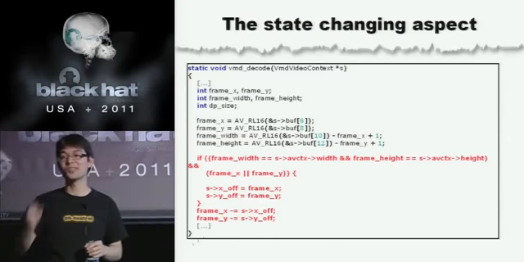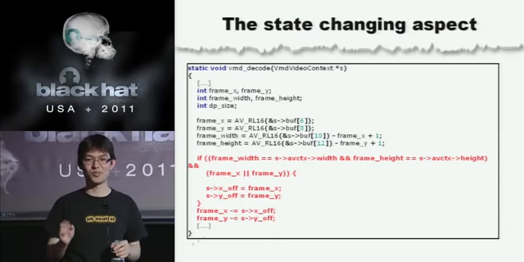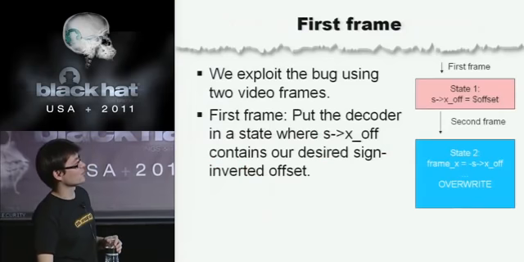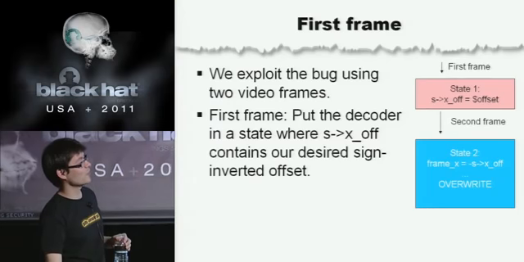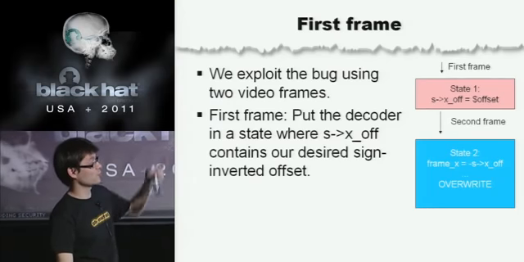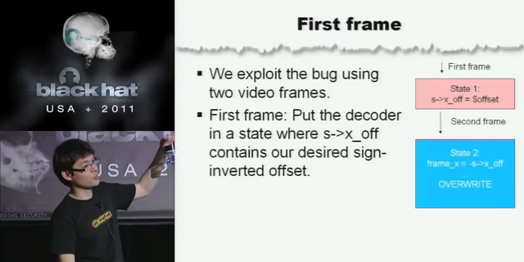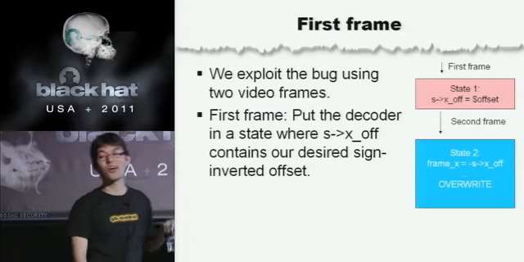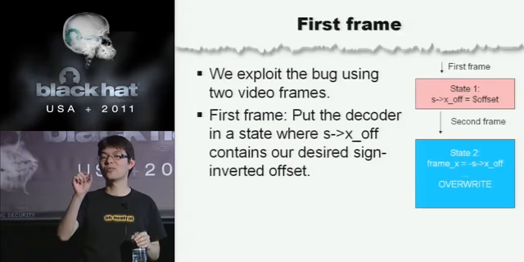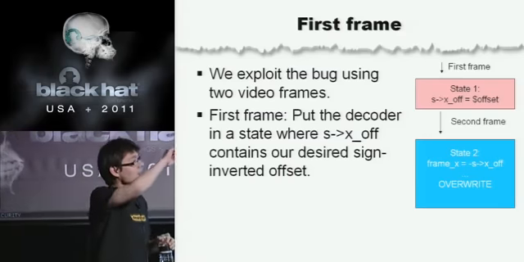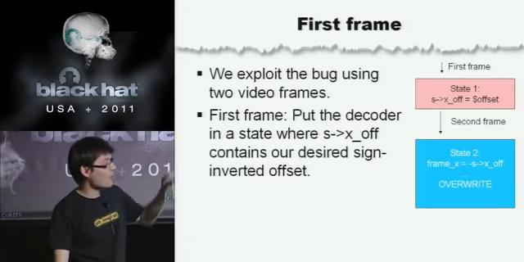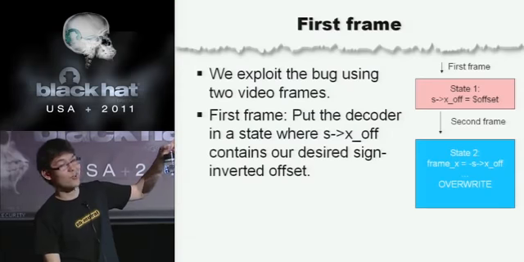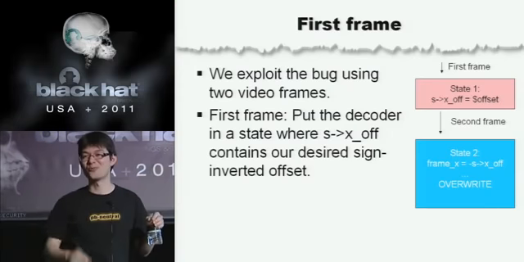So you exploit this with 2 frames. The first frame is used to set the offset, and in the second frame, we do the override. In the first frame, you don't even trigger the memory corruption bug yet. All you do is you save your offset in sx off. And then you supply a frame where frame x is 0, and you skip that block. And then frame x will be set to minus sx off. And then you're in that interval where you want to write to.